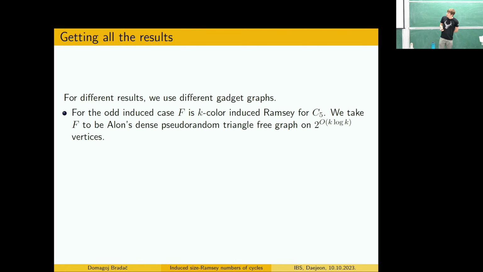So, as I said, the case where you want to find an induced odd cycle is the hardest, and here we want F to be a gadget graph, which is k-color induced Ramsey for the 5-cycle. And I'm claiming that if you take Alon's construction of a dense pseudo-random triangle-free graph on roughly exponential in k log k vertices, this graph has this property. In any k-edge coloring, you can find a monochromatic 5-cycle as an induced subgraph.